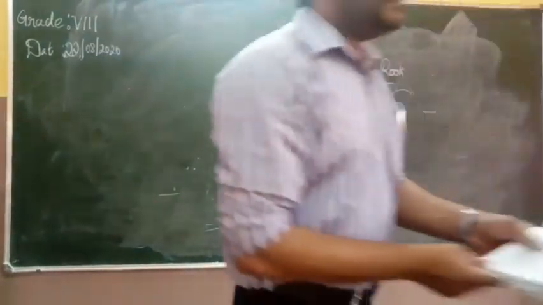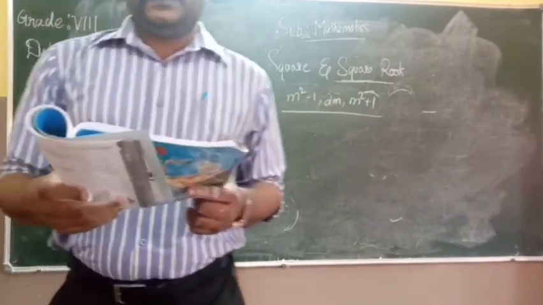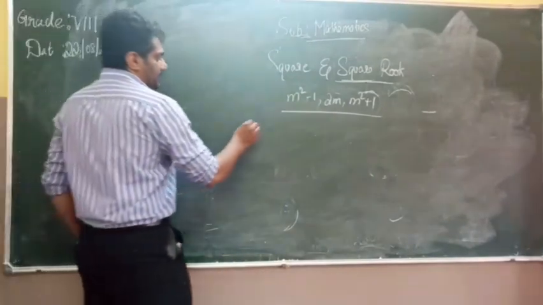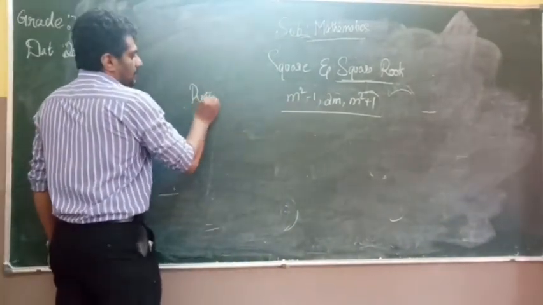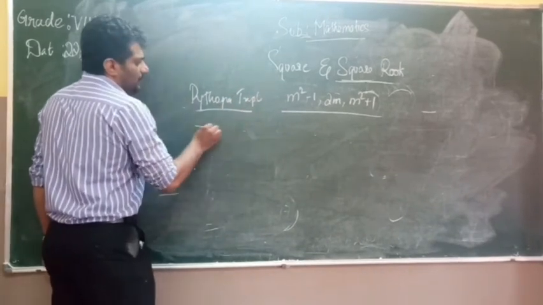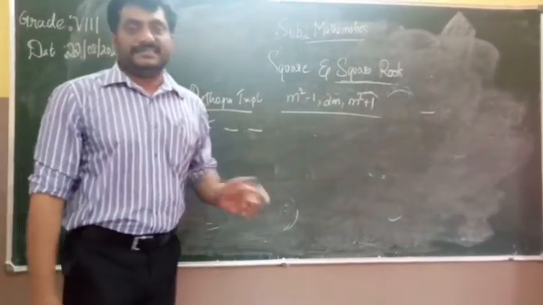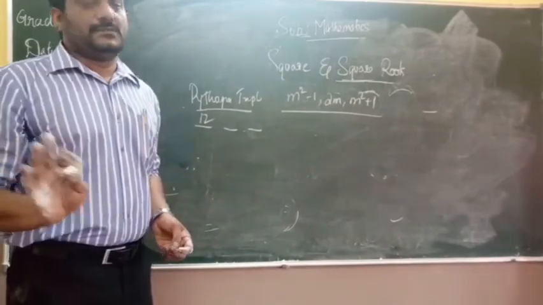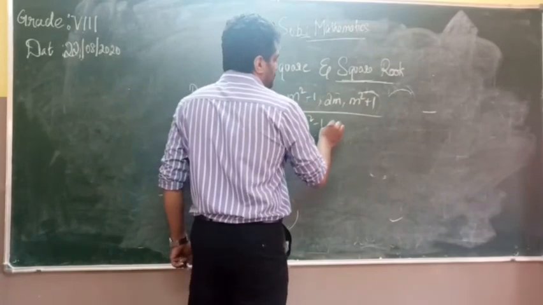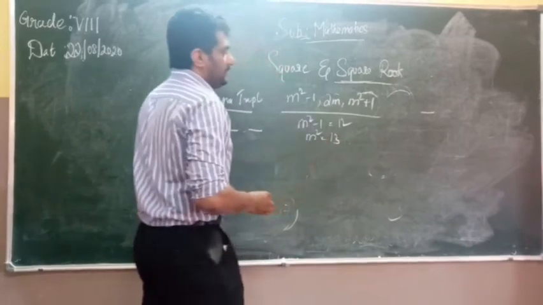The next problem is, find a Pythagorean triplet in which one member is 12. They are not specifying the lowest, highest, or anything like that. One of them is 12. So we can take n squared minus 1 is equal to 12. So n squared is equal to 13. Next one.